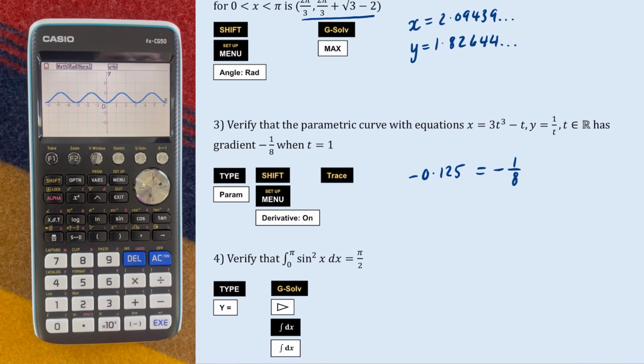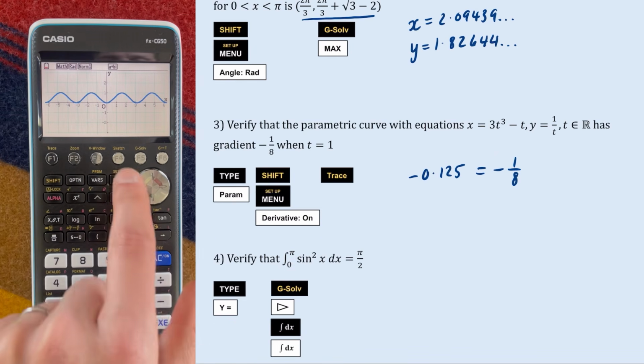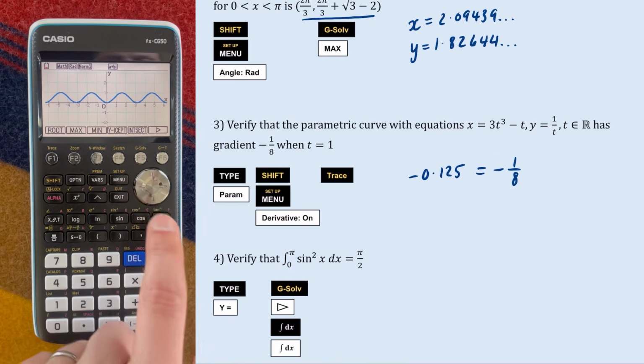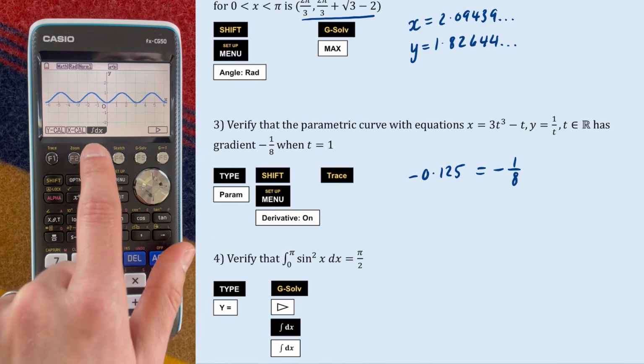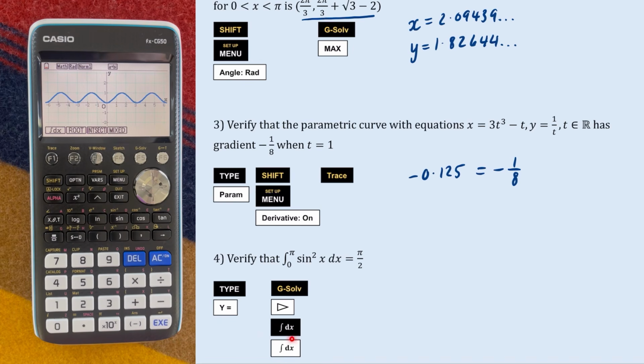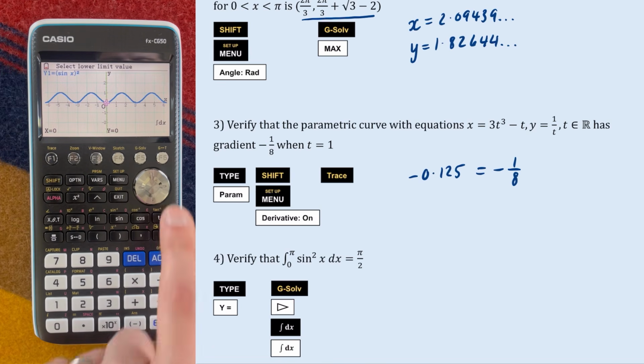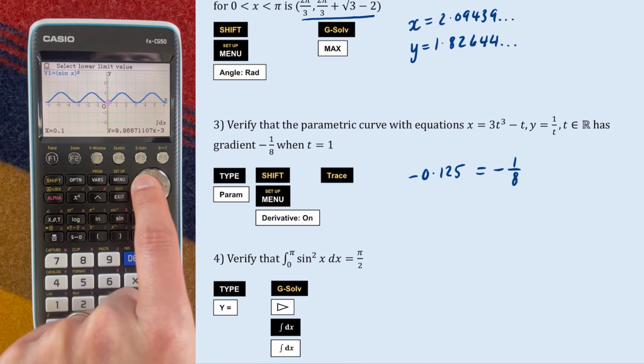Maybe I want to zoom in by pressing the plus button. And I want to integrate it between 0 and pi. So I'm going to do another feature from gsolve. And I'm going to scroll across here until I find the one that is about integrating. So I'm going to press this button, and I'm going to then press the first one again, because this is another bit of integrating.